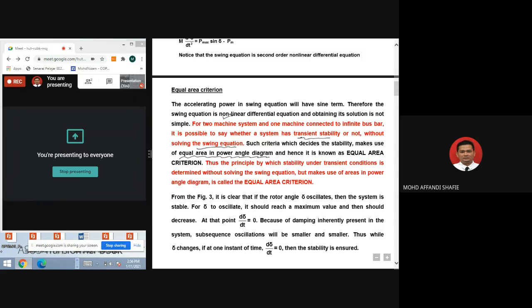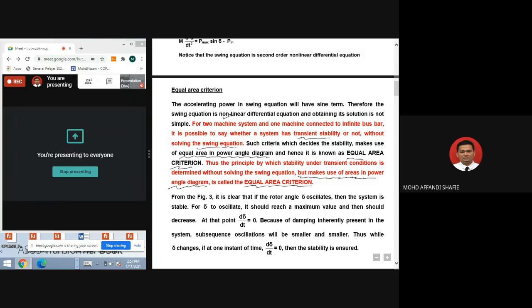So this power angle diagram, we can see later what the power angle diagram is, and hence it is known as the equal area criterion. From the power angle diagram, we will use the equal area criterion to identify the power system stability. This is the principle by which stability under transient condition is determined without solving the swing equation, but makes use of areas in the power angle diagram. So what I mentioned before, now it is called the equal area criterion.